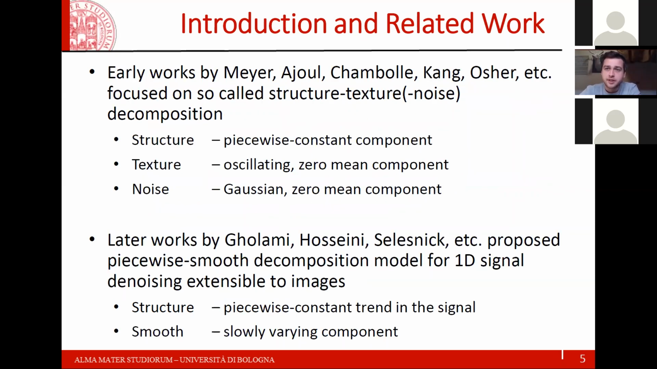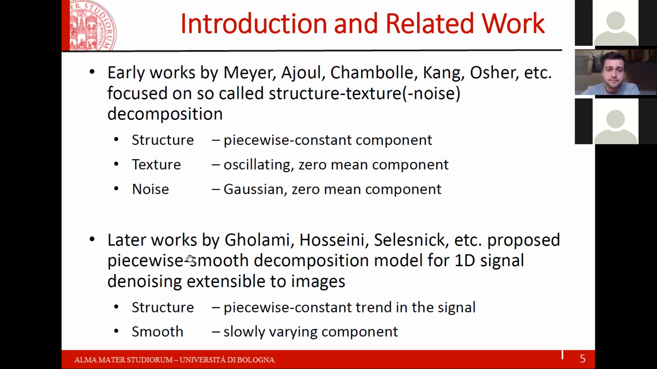The early works, starting with Meyer and followed by Aujol-Chambolle and others, focused mainly on the so-called structure, texture, and/or noise decomposition, where structure is represented by a piecewise constant component, texture is an oscillating zero mean component, and noise was assumed to be Gaussian as well with zero mean.